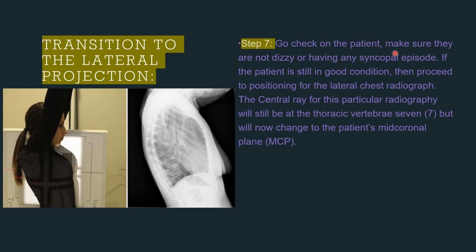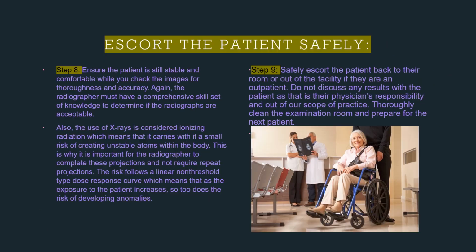If the patient is still in good condition, then proceed to positioning for the lateral chest x-ray, which will also be at T7, but now it will be aligned with the patient's mid-coronal plane instead of the mid-sagittal plane for the PA. And then the last 2 steps, step 8, is ensure the patient is still stable and comfortable while you check the images for thoroughness and accuracy.